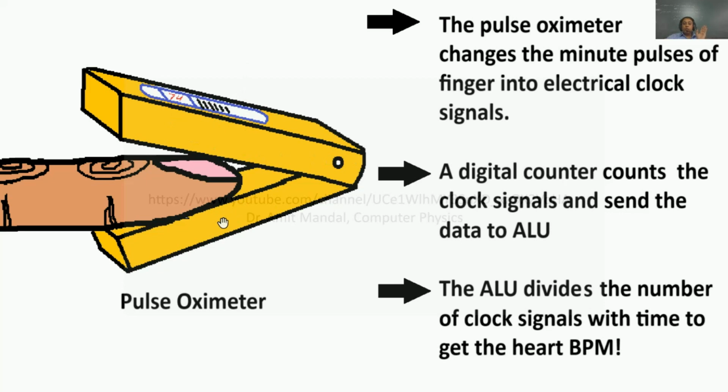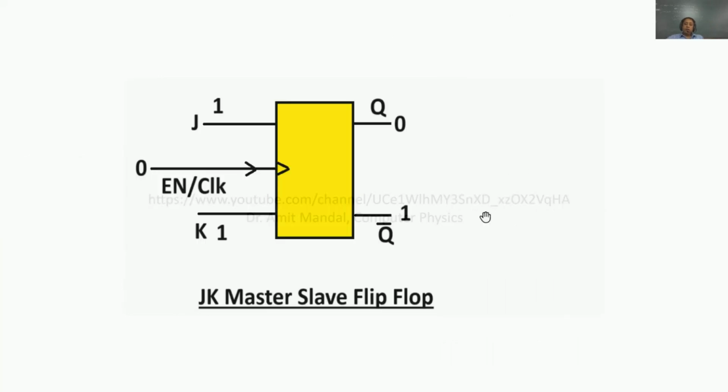Coming to the definition, a digital counter is an electronic device which can count the number of clock signals fed to it. Before proceeding, I will give a brief demonstration of a JK master slave flip flop. In case you want the details of how the JK master slave flip flop works, the link is over here.